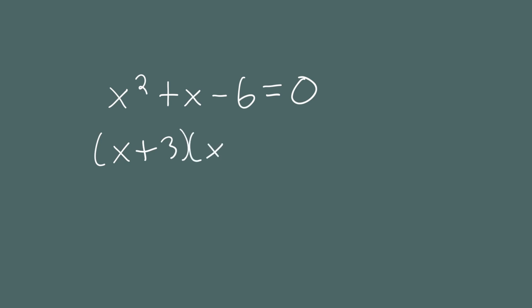Let's look at the following equation. x squared plus x minus 6 equals 0. Now on the previous screen, we factored this polynomial, and we factored the polynomial on the left as x plus 3 times x minus 2.